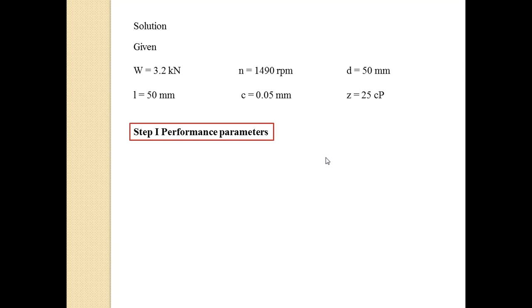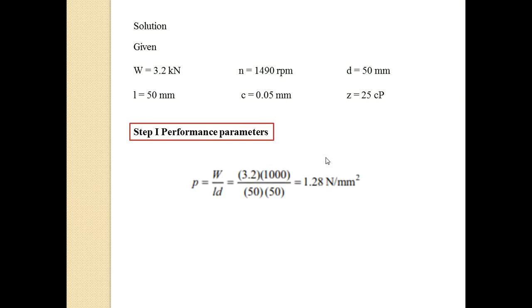Okay, now step 1: performance parameters. We have to find out the performance parameters. Now this numerical is based on the Raimondi and Boyd method. These are the two scientists who found out the theory related to hydrodynamic bearings, that means to find the exact value of the flow of lubricant and the film thickness. They gave this theory in terms of charts, so we have to collect this data from the chart.